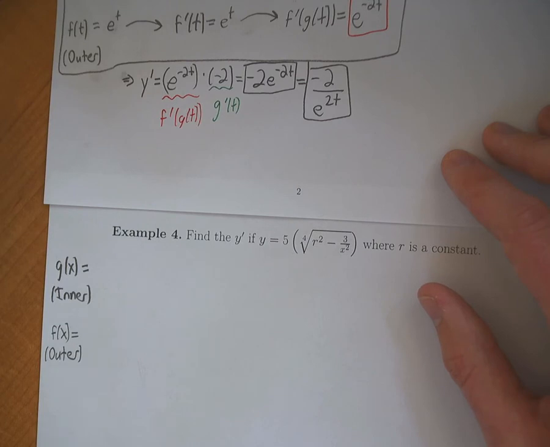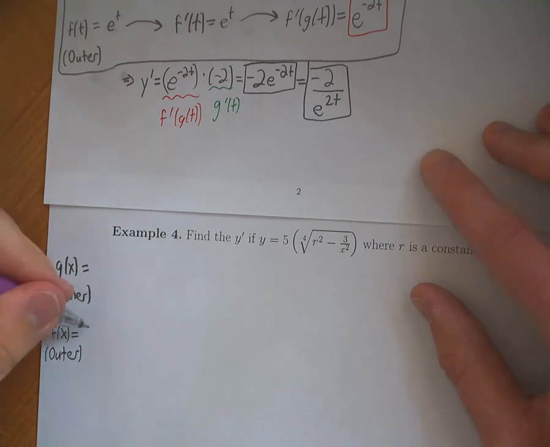I'm gonna start picking on people if people don't raise their hands. So does anyone have the inner and outer functions here? Any ideas? Anyone else have any ideas? What would our inner and outer functions be here? Yep. Your outer function would be the 5, and the inner function would be the fourth root of r squared minus 3 over x squared.